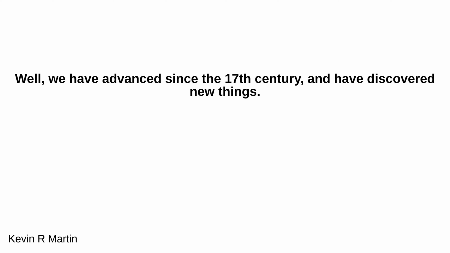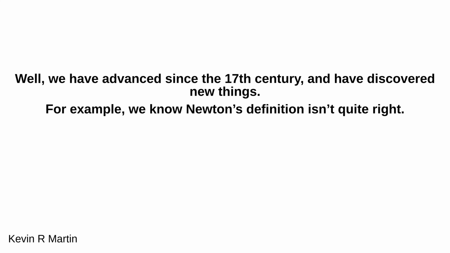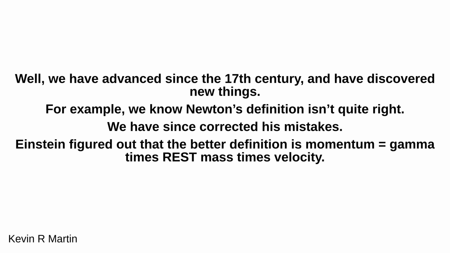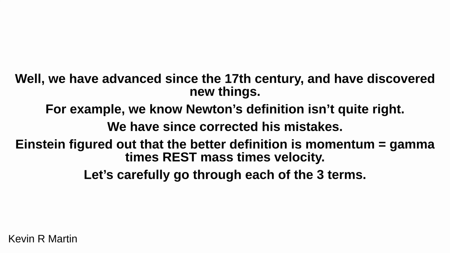Well, we have advanced since the 17th century and have discovered new things. For example, we know Newton's definition isn't quite right. We have since corrected his mistakes. Einstein figured out that the better definition is momentum equals gamma times rest mass times velocity. Let's carefully go through each of the three terms.